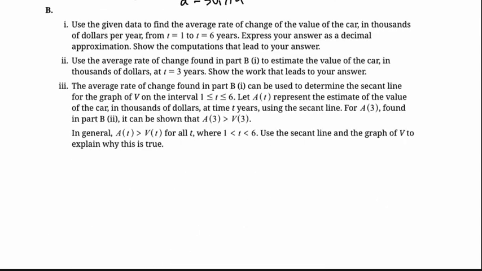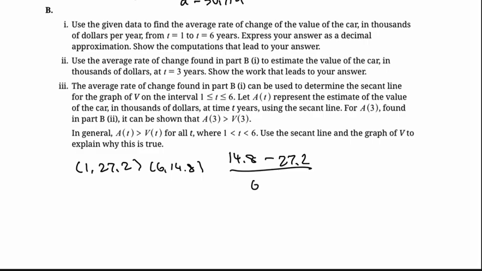Now for part B, we have to find the average rate of change from t equals 1 to t equals 6. Again, (1, 27.2) and (6, 14.8) are the points. So we have 14.8 minus 27.2 divided by 6 minus 1 equals negative 12.4 over 5 equals negative 2.48.